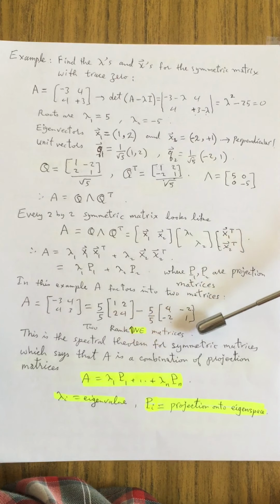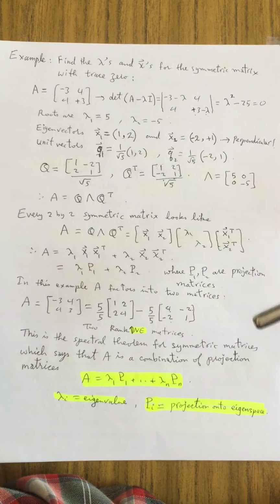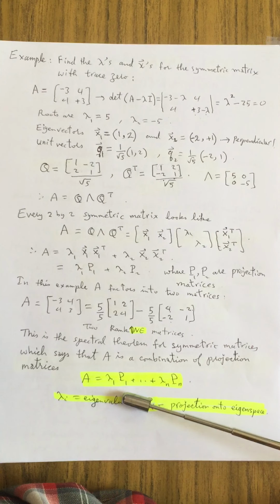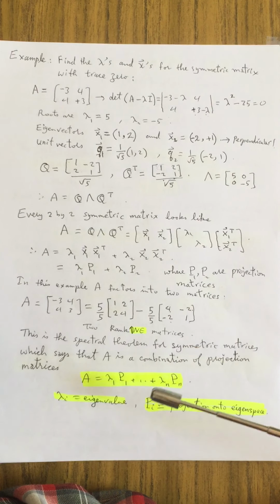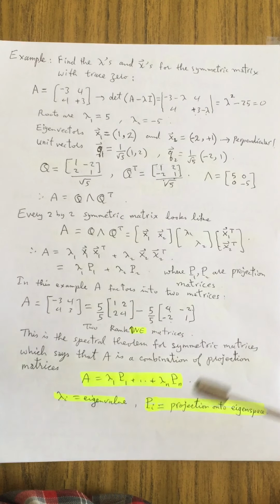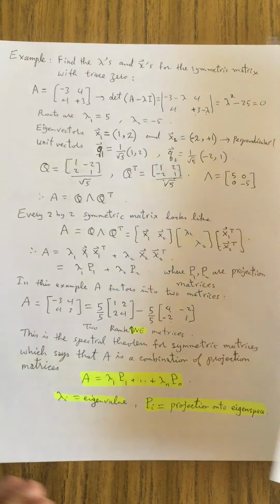This is the spectral theorem for symmetric matrices, which says that A is a combination of projection matrices. A equals lambda 1 times projection matrix P1 plus up to lambda n times the projection matrix Pn, where lambda i is the eigenvalue and Pi is the projection onto the eigenspace i.